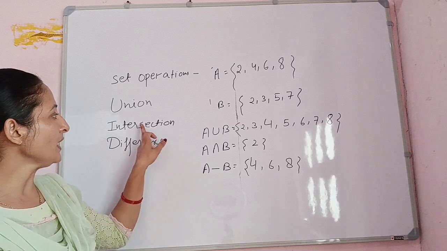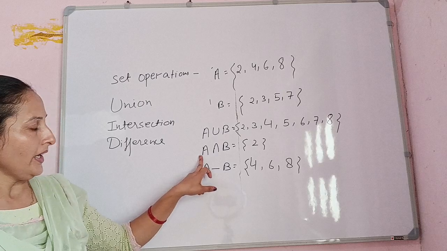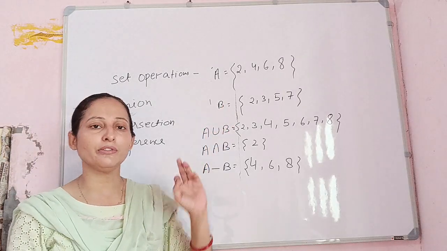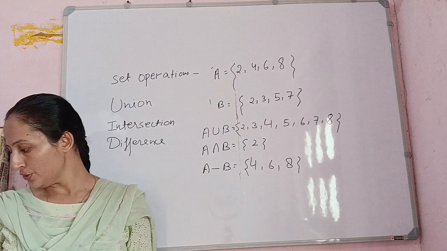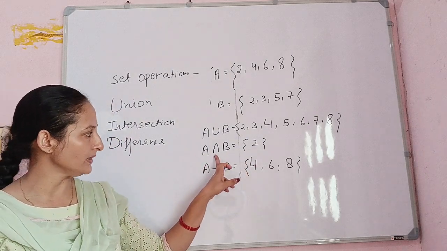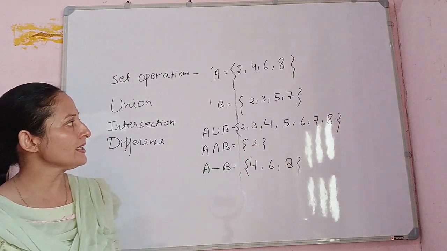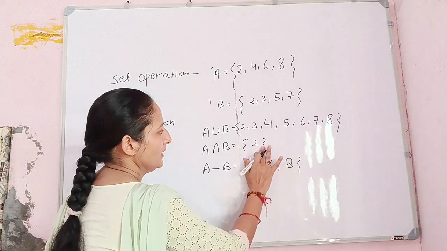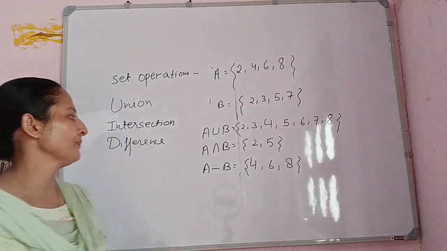Similarly, come to the next set operation, A intersection B. Intersection determines the values which are common in both sets. We denote A intersection B by this, and it will be equal to what is common in both. It's 2 and 5.